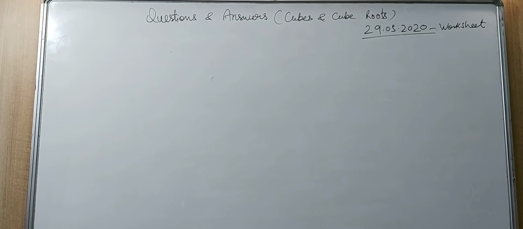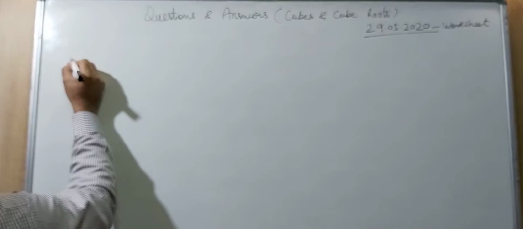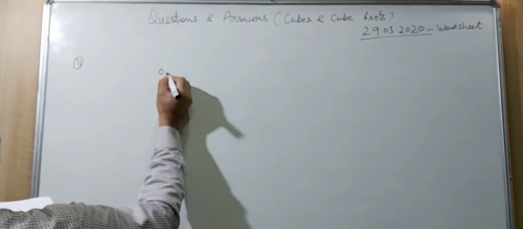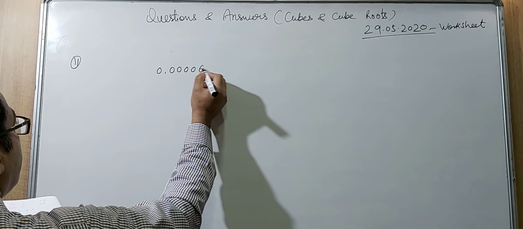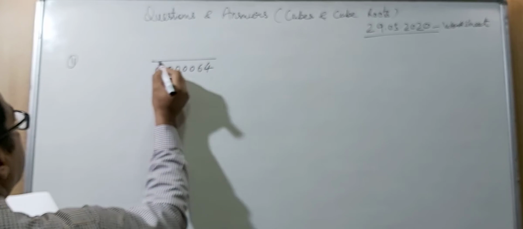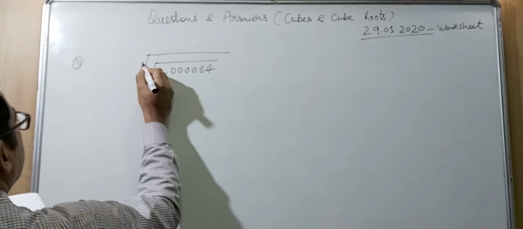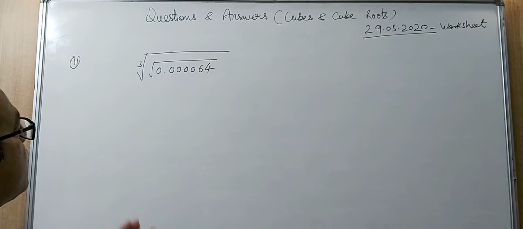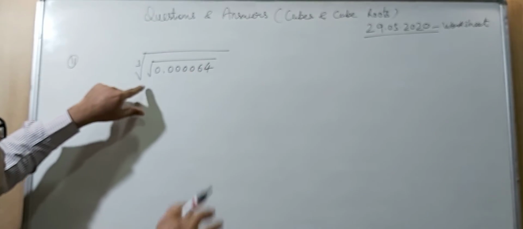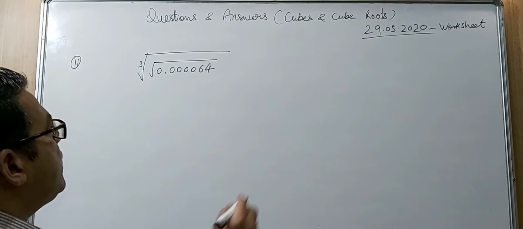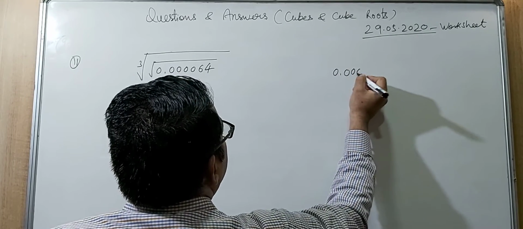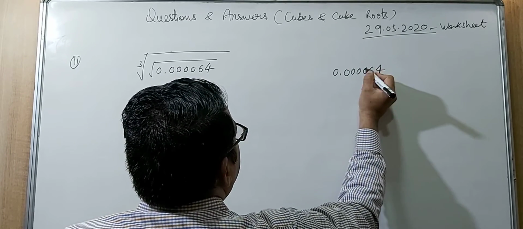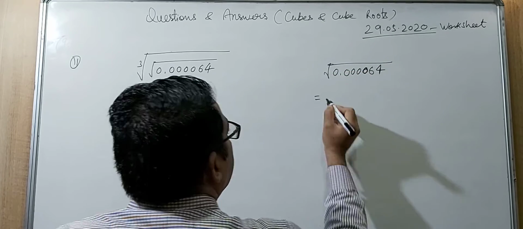Now I am taking question number 11. The question was: 0.0000, 4 zeros and 64, square root, and outside cube root. This was a very interesting question and you need to find the value of this one. How can you find it? First, as per the rule, you need to solve this square root. We just forget about the cube root first, right? So we need to find the square root of this one.